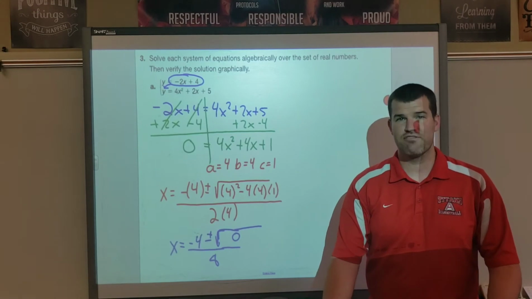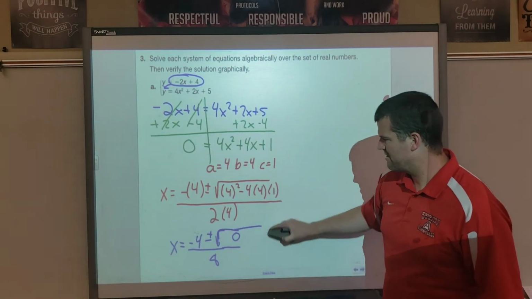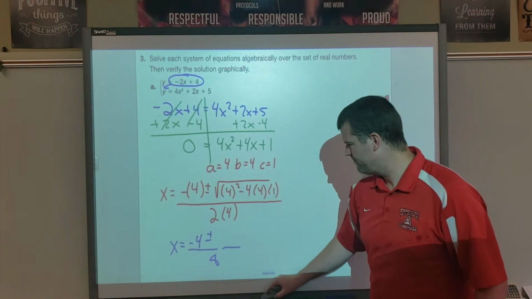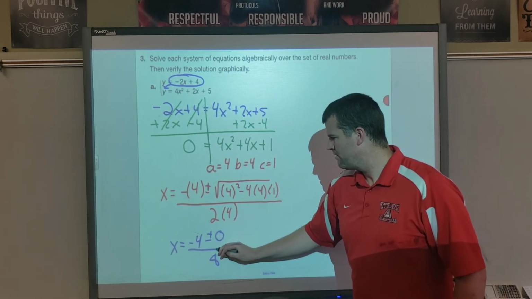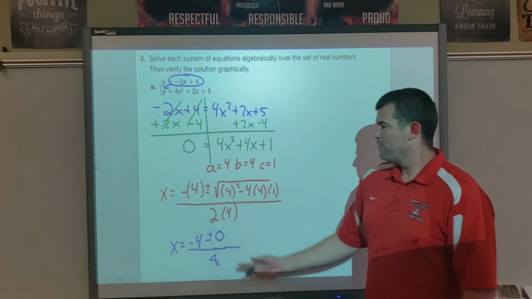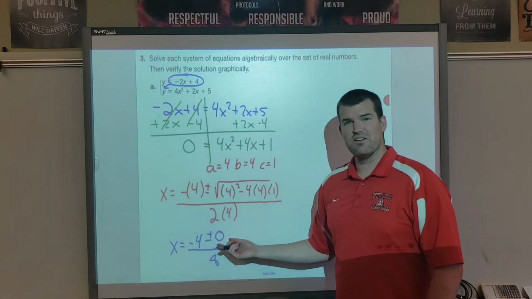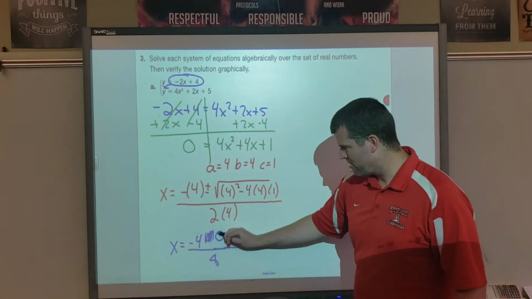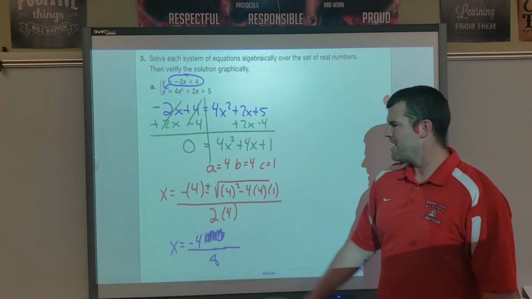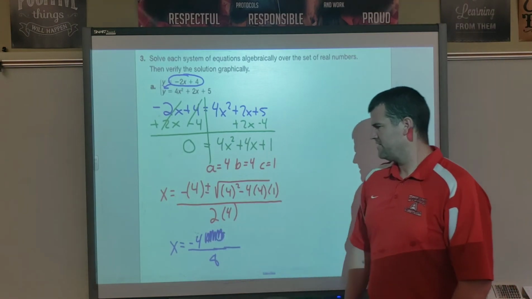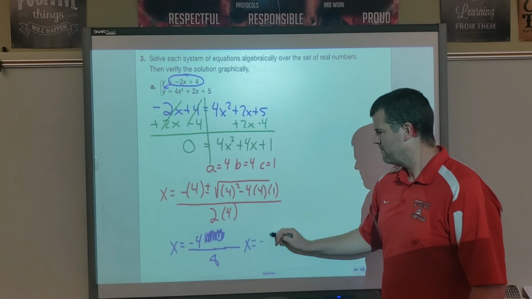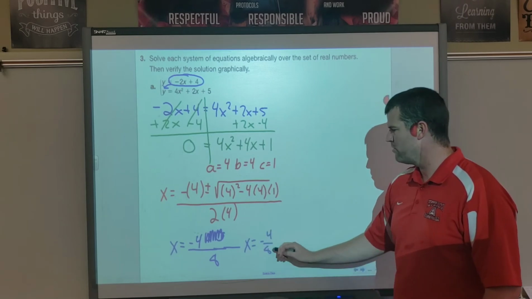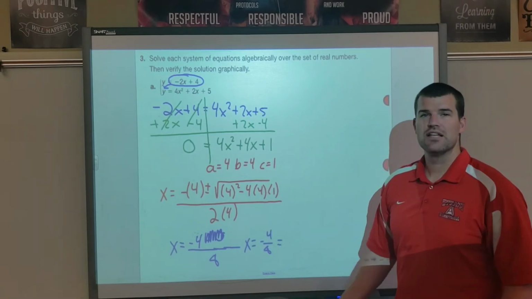What's the square root of 0? Well, the square root of 0 is 0. So I'm left with negative 4 plus or minus 0. Well, if we add or subtract 0, nothing's going to happen, so I don't even need that part. So I'm left with x equals negative 4 over 8. What does negative 4 over 8 actually equal? Negative 1/2.